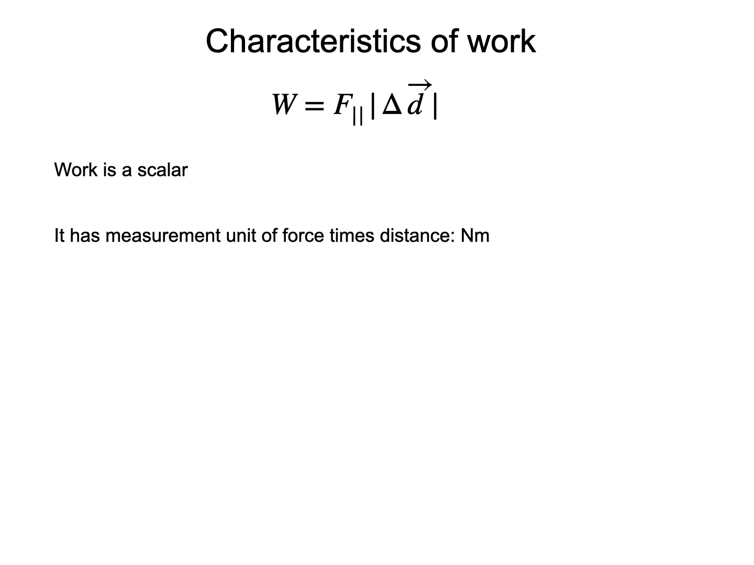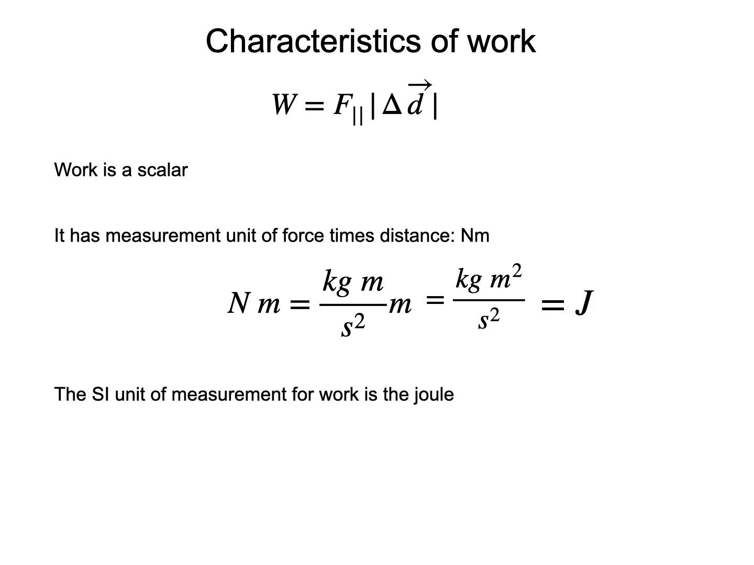Reverting to the basic SI unit, a Newton is a kilogram meter per second squared, which means that a Newton meter is the same thing as a kilogram meter squared per second squared. We know this combination of units to be a joule. So work has the same measurement unit as the kinetic energy.